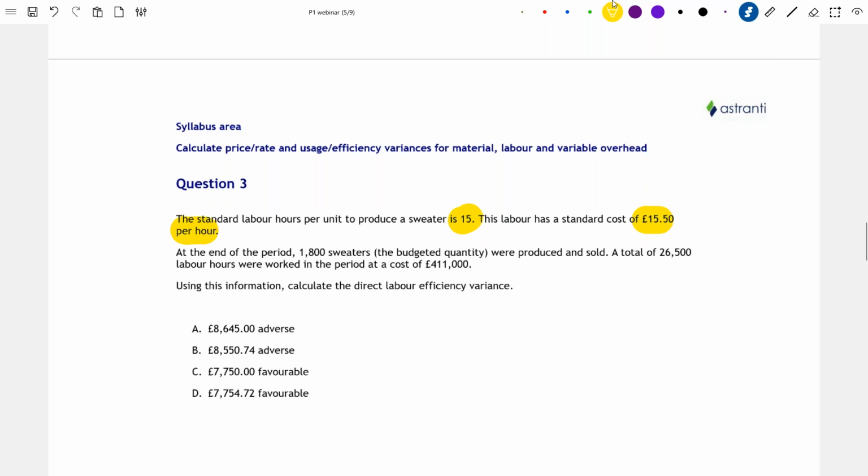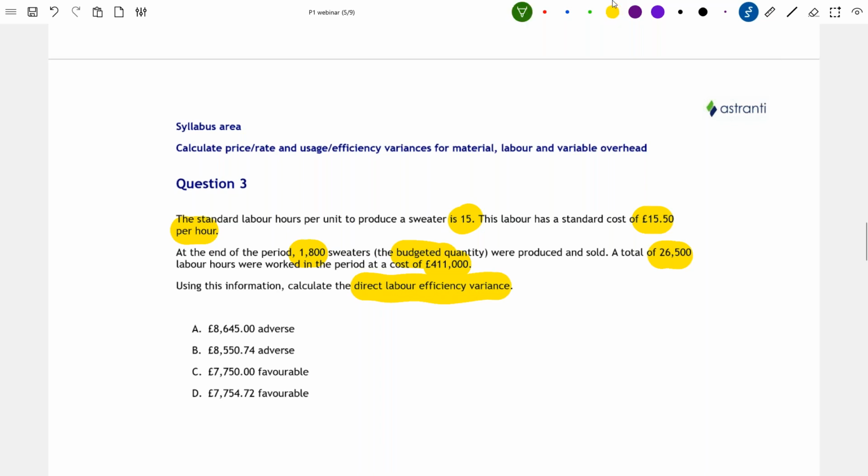£15.15 per hour. At the end of the period, 1,500 sweaters, that is the budgeted quantity, were produced and sold, and a total of 26,500 labor hours were worked in the period at a cost of £411,000. And using this information, we're expected to calculate the direct labor efficiency variance.